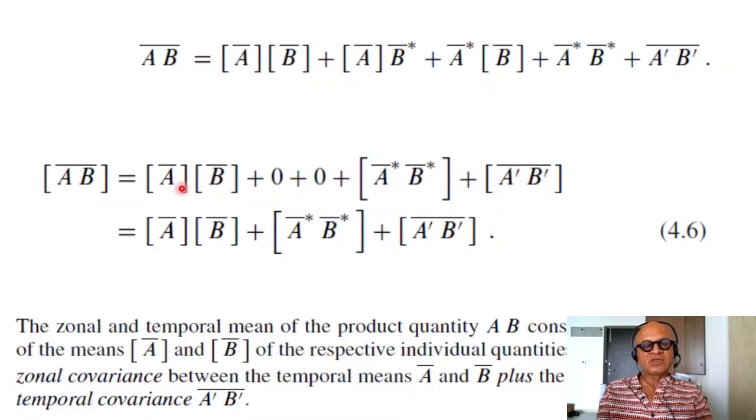Okay, looks complicated, but just go through it and make sure you're following the terms. It's very simple linear algebra. So spatial average of A bar and B bar plus spatial average of A bar star times B bar star plus spatial average of A prime B prime bar. So the zonal and temporal mean of the product quantity AB consists of the product of the means, A bar spatial average and B bar spatial average, of the respective individual quantities A and B, plus the zonal covariance between the temporal means A bar and B bar, plus the zonal mean of the temporal covariance of A prime and B prime bar.